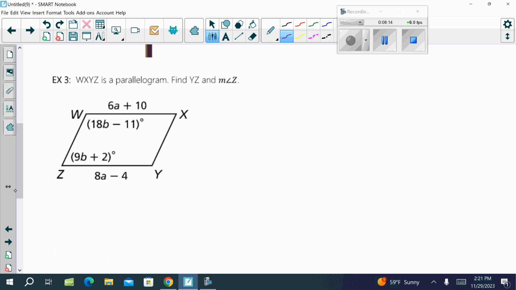WXYZ is a parallelogram. Find YZ and the measure of angle Z. So before we can find a side or an angle, what do we need to find? A and B. So how are we going to find A? Set them equal. Good. Opposite sides are congruent. Okay. So we solve this. Move the A. Move the 4. What are you guys getting for A? 7. Good.